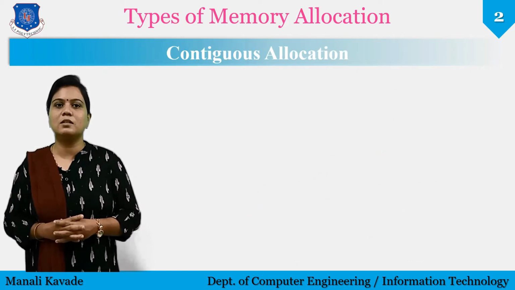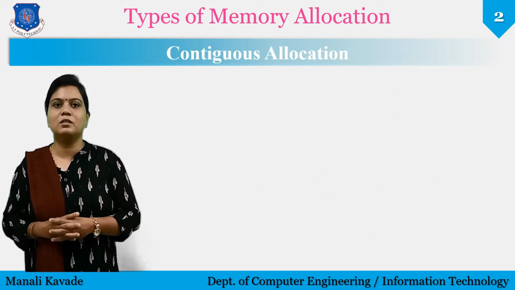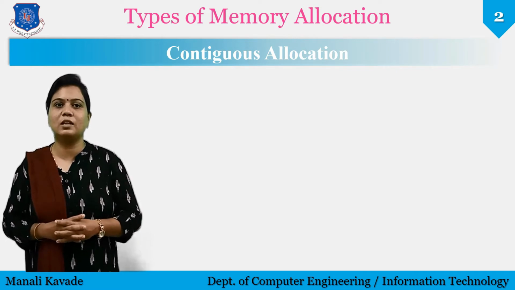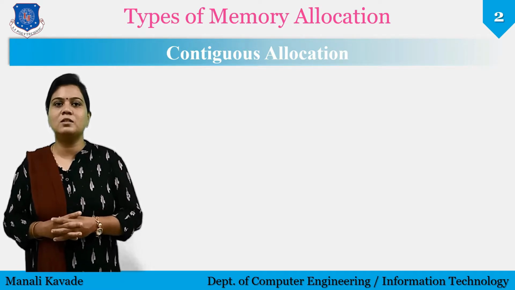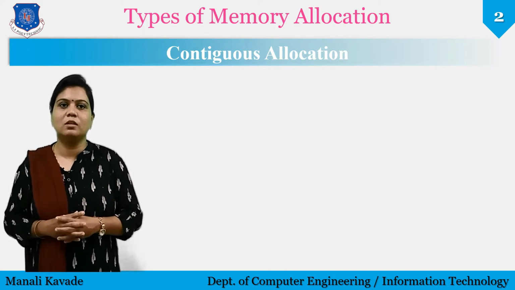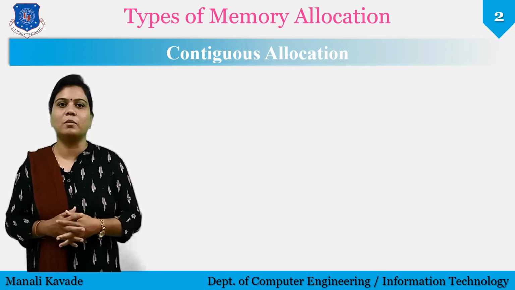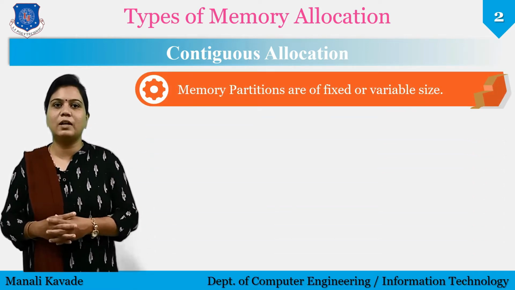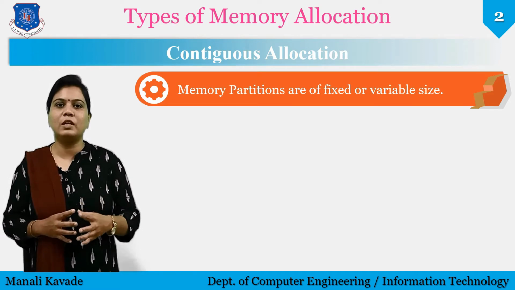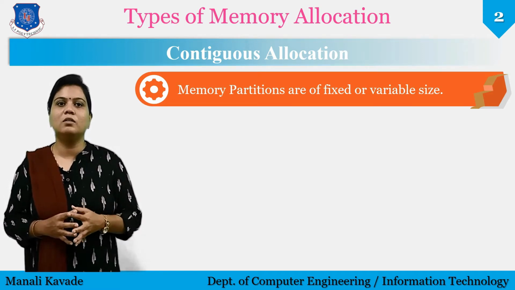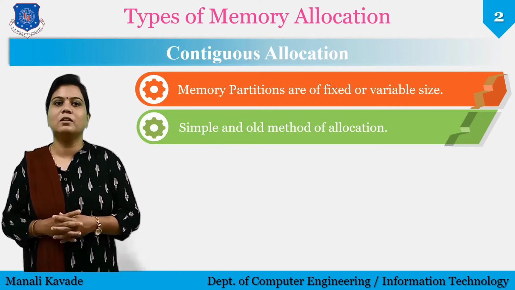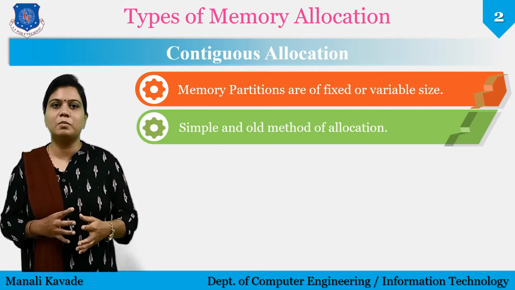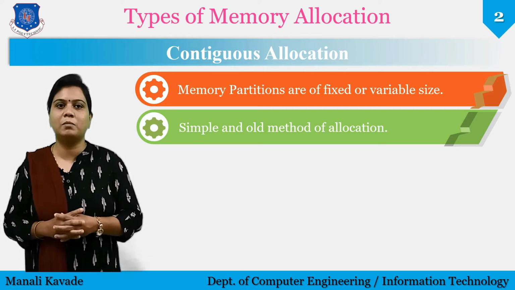Now we will discuss first type, that is what is contiguous memory allocation technique. In this technique, main memory is a combination of two portions. One is for operating system and the other one is for the user program. We can implement contiguous memory allocation by dividing the memory into fixed size partitions or variable size partitions. This method is one of the simplest and oldest methods of memory allocation.